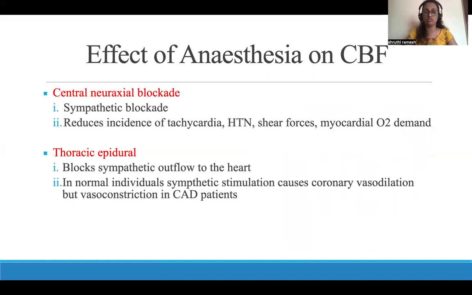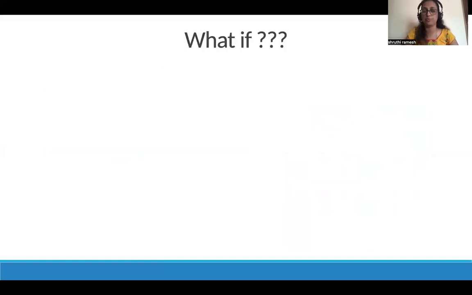Coming to the central neuraxial blockade or thoracic epidural blocks, these all cause sympathetic blockade, so they reduce the incidence of tachycardia, hypertension, and myocardial oxygen demand, and so indirectly decrease the blood flow.